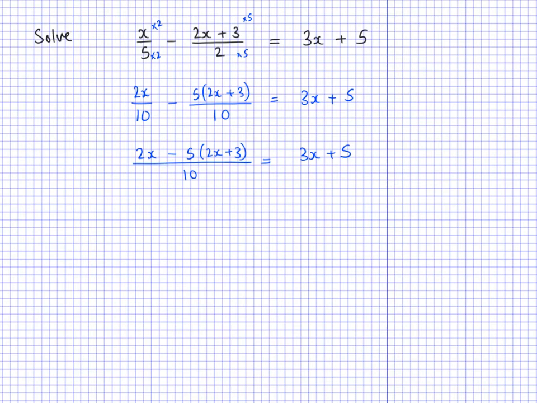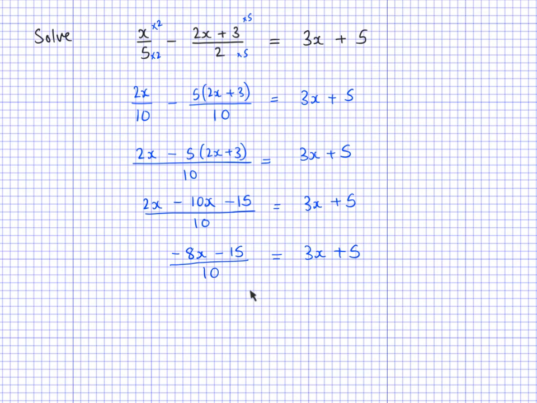So here I would get now 2x take away 10x, because negative 5 times 2x is negative 10x. Negative 5 times positive 3 is take away 15. And this is going to be over 10. This is equal to 3x add 5. Now if I simplify, 2x and the take away 10x go together. We will get negative 8x take away 15 over 10. And that's equal to 3x add 5.